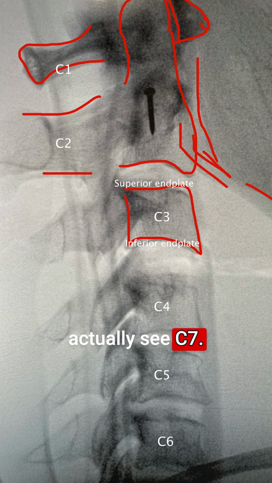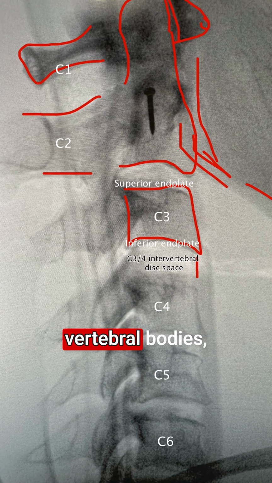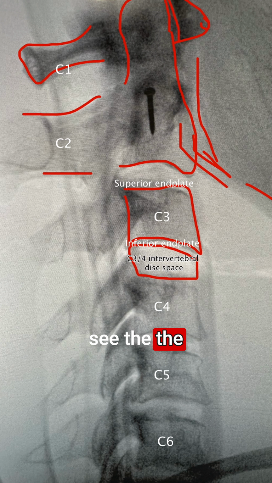You can't actually see C7. Between the vertebral bodies, you have the intervertebral disc space. You can't actually see the disc because it is not dense enough and not radiopaque enough. And then posterior to that is the transverse process.